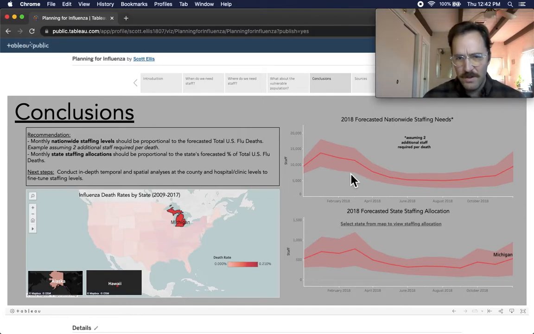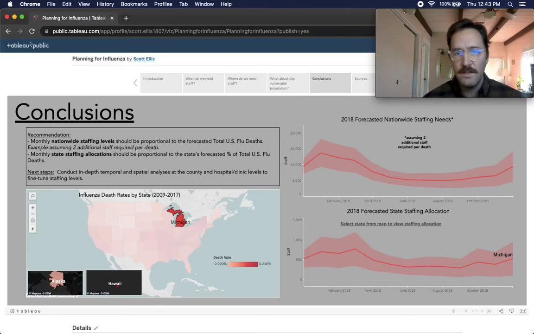The shading around the line represents the 95% confidence interval, which means that 95% of the actual results in the future should lie within that shaded region. The charts to the right assume a staffing ratio of 2 additional staff required for each flu death. This was an assumption made in order to show how the final staffing numbers can be arrived at, but the ratio should be determined based on further analysis of staffing requirements.